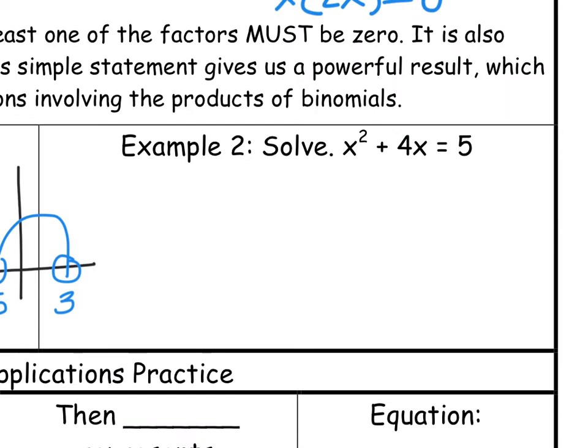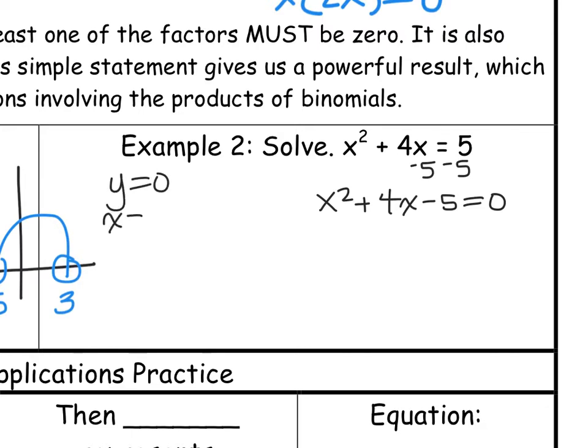So we need to get this equation equal to 0. I'm just going to subtract 5 from each side, and I'll get x squared plus 4x minus 5 equals 0. So again, when y is 0, we're trying to figure out what x is equal to. If we factor this, we need factor pairs of negative 5 that add up to 4, and we get x plus 5 and x minus 1 equals 0.